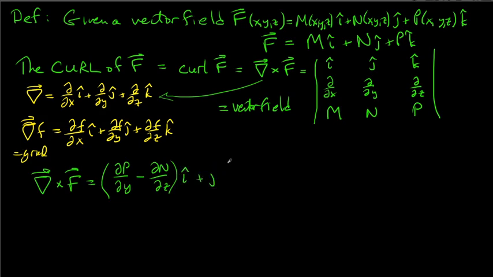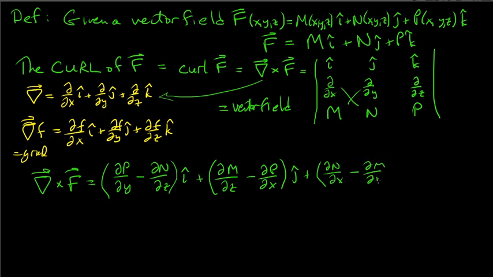Plus the j component. I'll put the j after this by convention. We erase the middle column and we do the partial of M with respect to z minus the partial of P with respect to x. We don't want the negative sign here, so let's do it backwards: partial of M with respect to z minus partial of P with respect to x. That's the j component. And then this determinant here, the usual order: partial of N with respect to x minus the partial of M with respect to y, and that's the k component.